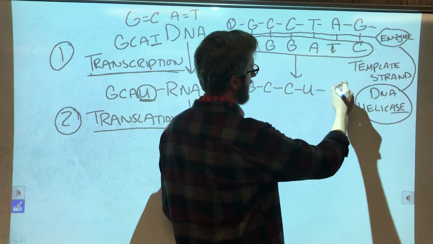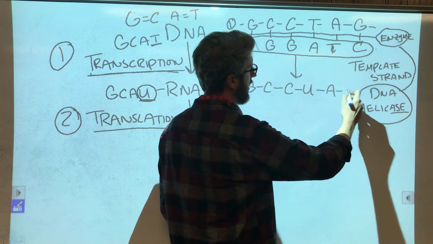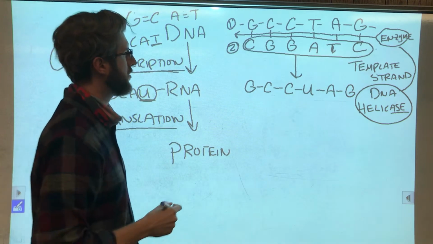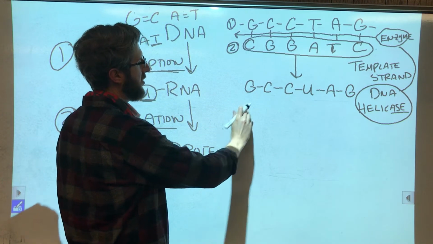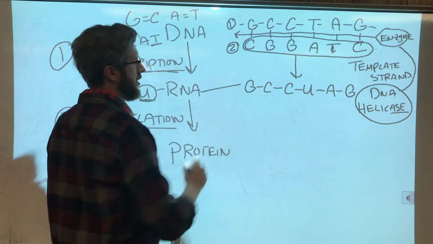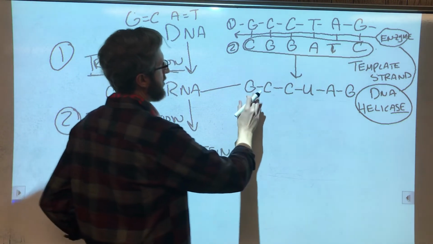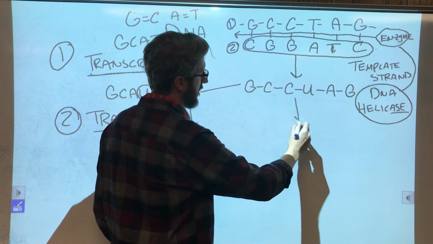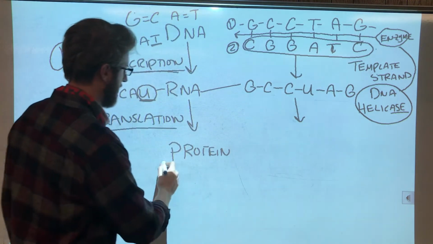This T is going to get rewritten as an A, and this C is going to get rewritten as a G. Okay? So now what we have is a strand of RNA. This is a strand of RNA. And this strand of RNA now has the instructions on how to build the protein.